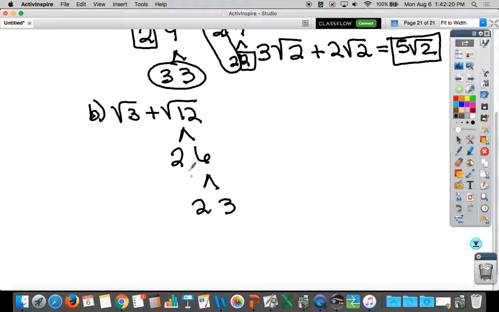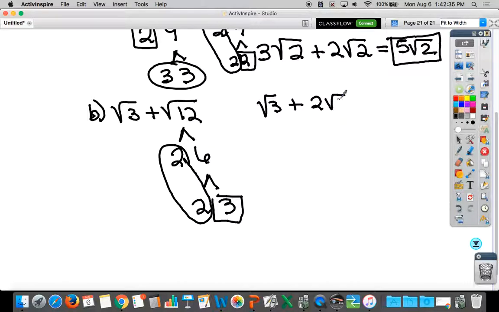You have a pair here. Now remember, I'm looking for things at the end of branches. I'm not looking at the 6 again because I further broke it down. 3 has to stay home. So I've got the square root of 3 plus 2 square roots of 3. So what's my final answer? 3 square roots of 3.